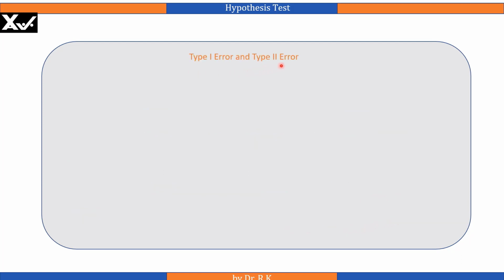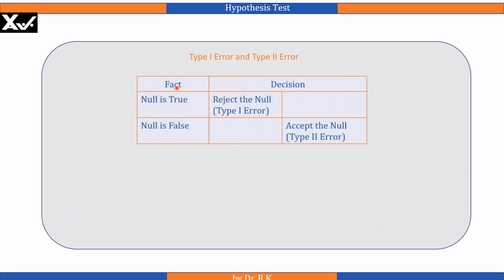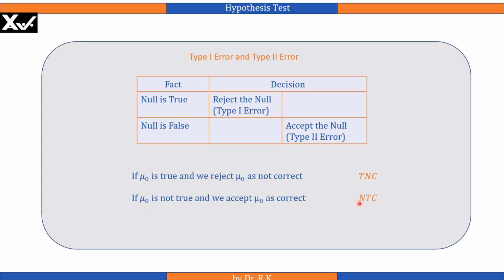We will see type 1 error and type 2 error in a tabular format. The fact is null is true, but the decision is we reject the null. So type 1 error. If the fact is null is false and if we take a decision accept the null, then it is type 2 error. So if the population mean mu naught is true and we reject this population mean as not correct, then it is type 1 error. True, but we say not correct. Therefore, T and C is type 1 error. If mu naught is not true and we accept mu naught as correct, then it is not true, but we say it is correct. NTC is type 2 error.